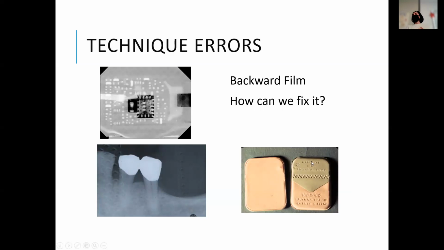If you're using traditional film like this, you'll see the lead foil. In lab, we'll take apart some traditional films and you can look at them, see what's inside. I think I already did that for one group because we were talking about it. There's a lead foil in there, and if you put it backwards, then that will overlay over your image.